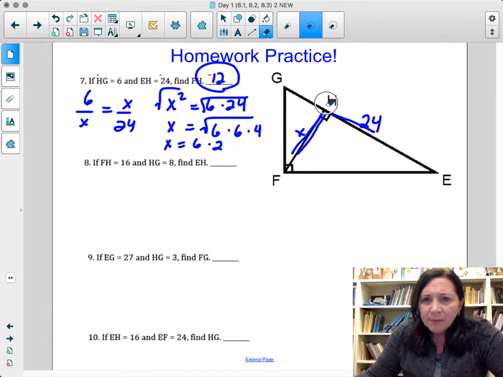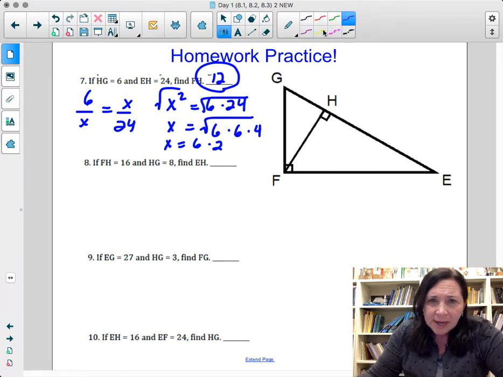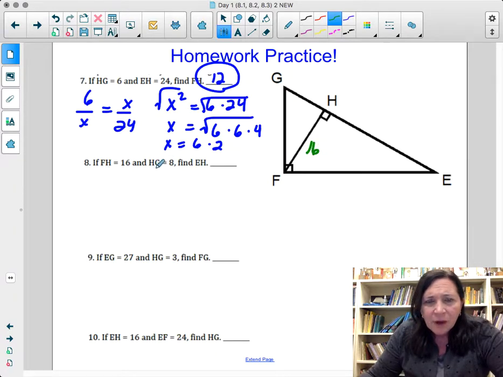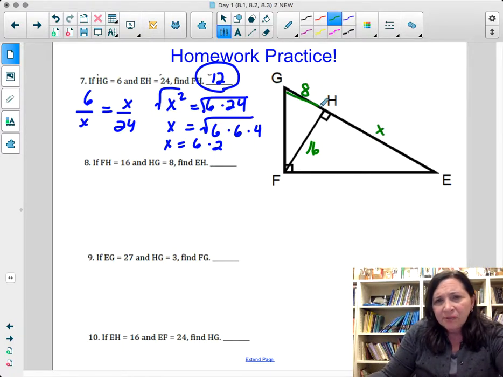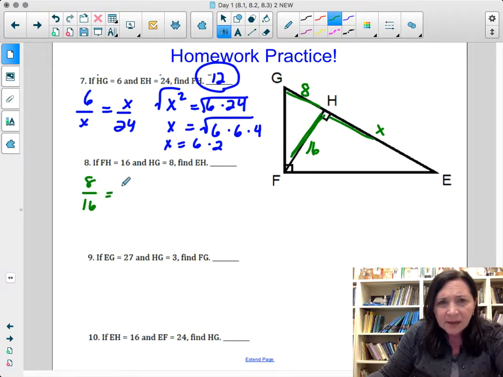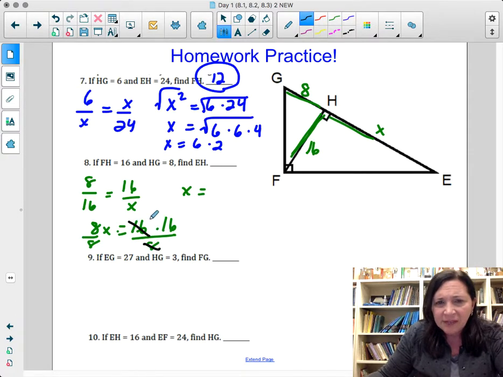Okay, so the next one, we're going to erase this because we're now on to problem number 8. And so problem number 8 says FH is 16. You've got HG, which is 8, and EH is unknown. So again, this is base is to height as height is to base. So you're going 8 is to 16 as 16 is to X. I'm going to cross multiply. I get 8X equals 16 times 16. I'm going to divide by 8 on both sides, and I'm going to get X is equal to, let's see here, I know that 8 divides into 16 twice, and I've got 2 times 16, which is 32. So my solution is 32.